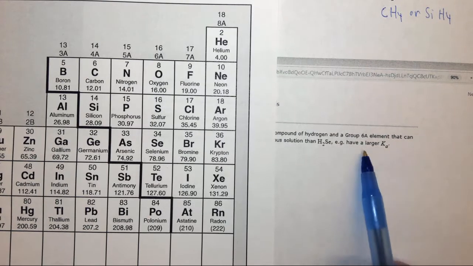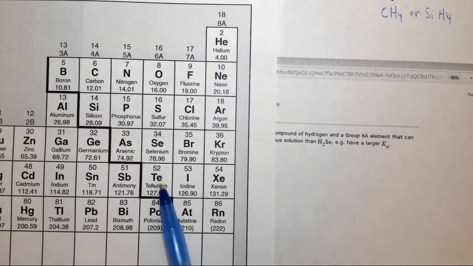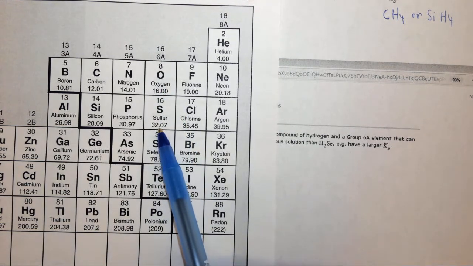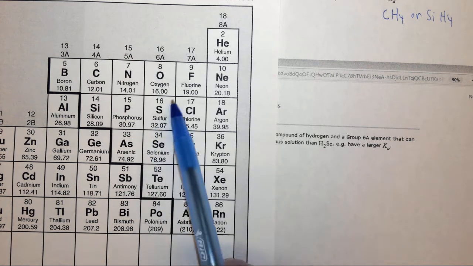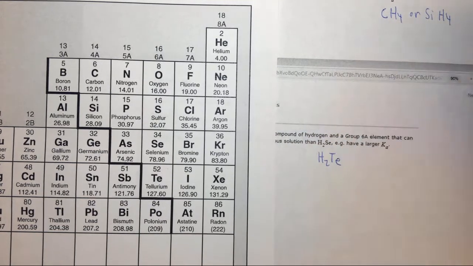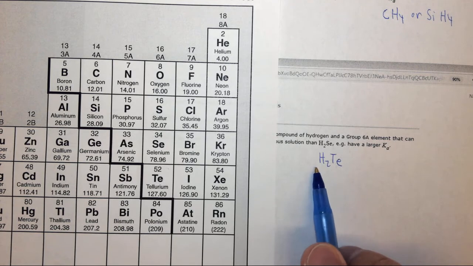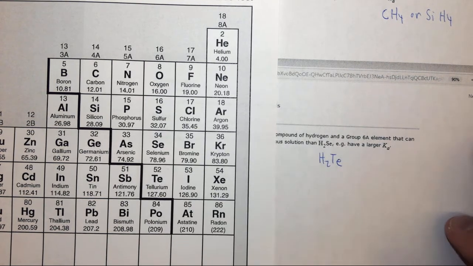Well, we want to have a larger Ka. We want something that's more acidic. Said another way, we want something with a longer bond distance. Both oxygen and sulfur bonded to hydrogen will be shorter and therefore stronger and less likely to break, which makes it less acidic. So H2Te, with its longer bond distance or weaker bond between tellurium and hydrogen, will be most likely to break. So that's essentially how we solve this problem.